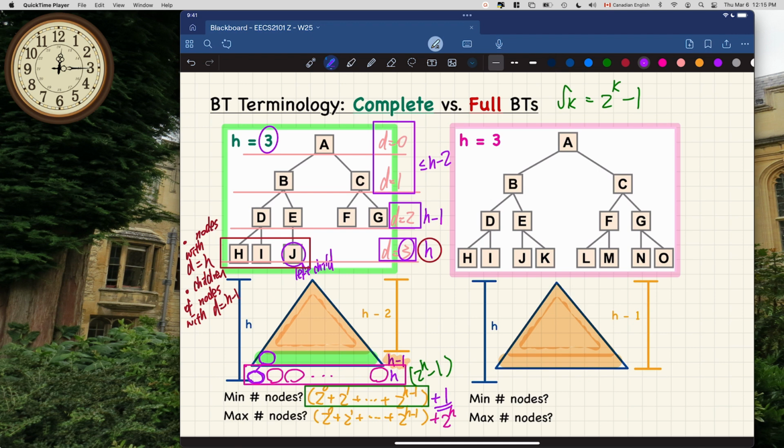So if you sum up these two numbers right here, it's going to give you 2 to the h. So that's the minimum. What about the maximum?